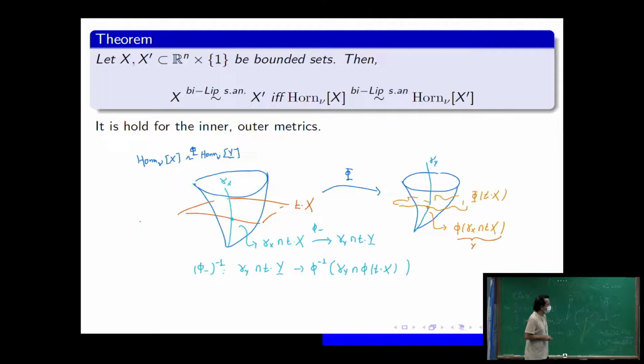It's easy to see that the inverse map is also defined from this construction. So you can check this map is bi-Lipschitz, but it's important that this is subanalytic. You need some structure. If not, you can have bad behavior in these slices. It can change in not good ways. Okay.